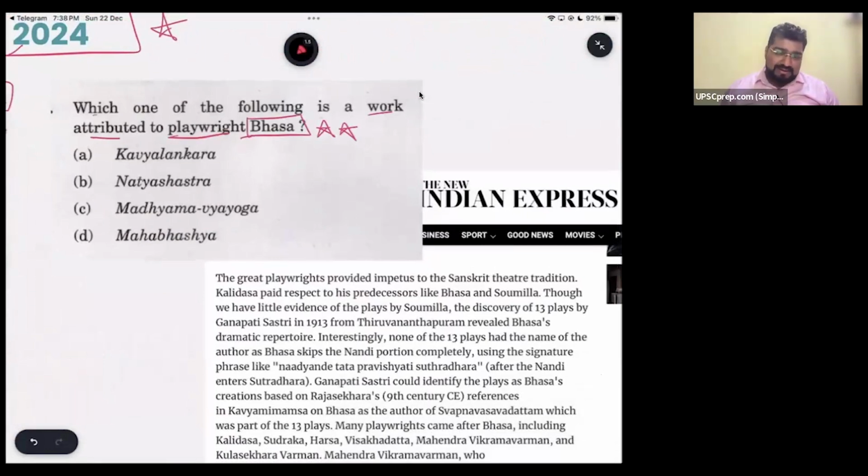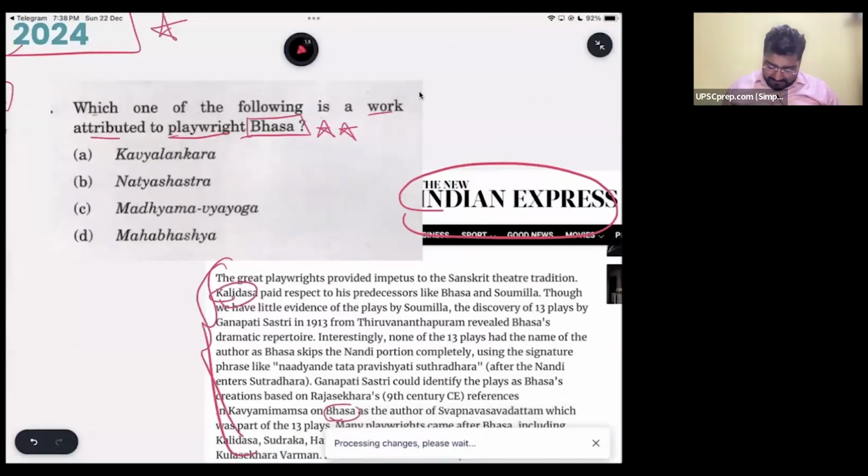Which one of the following is a work attributed to the playwright Bhasa? Now, if you read this particular article in the New Indian Express from November 2023, you can directly go and check it out. Everything is given here about Kalidasa and about Bhasa. So you can read that particular thing over here.